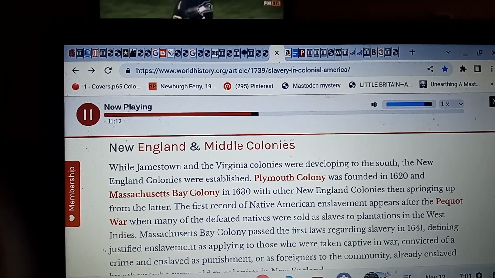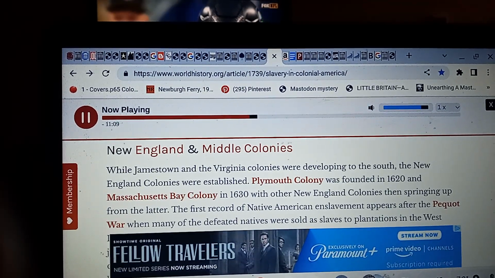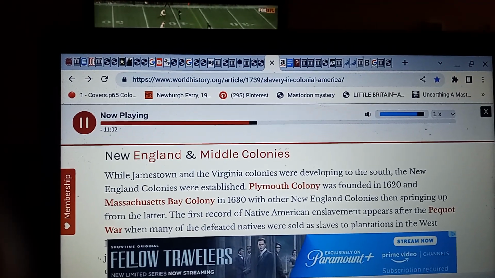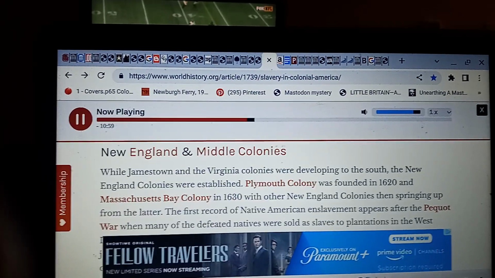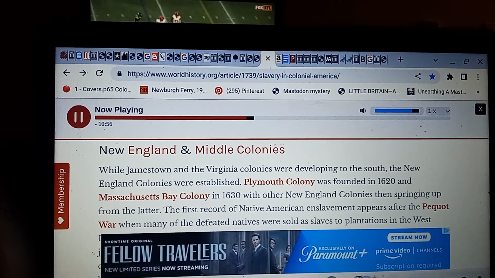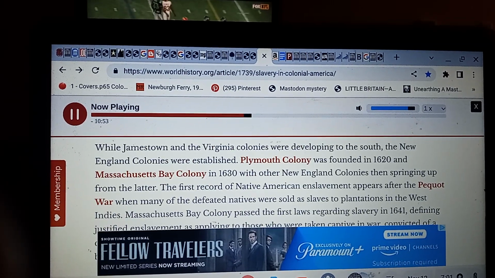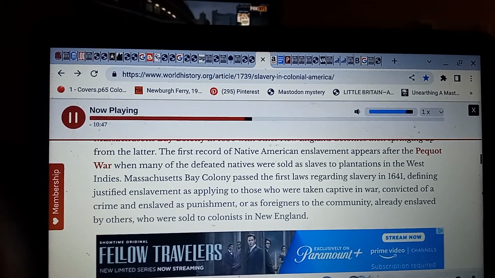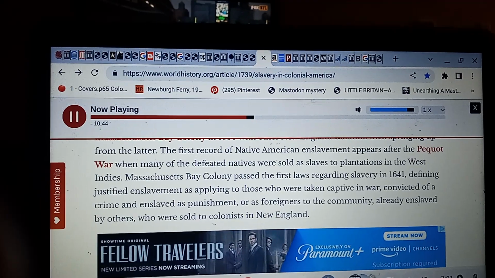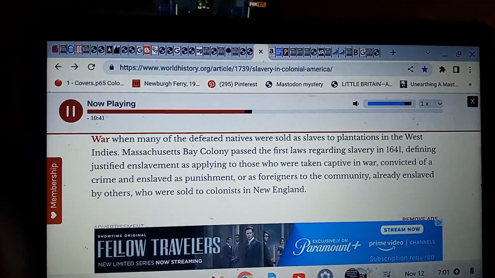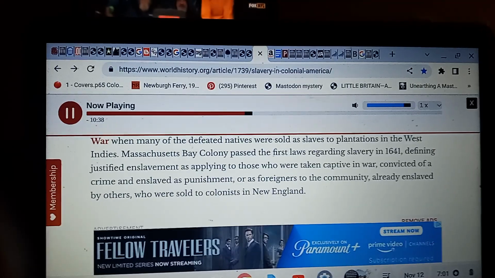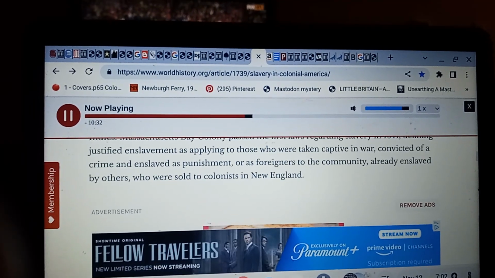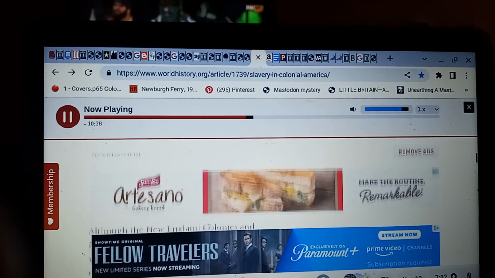While Jamestown and the Virginia colonies were developing to the south, the New England colonies were established. Plymouth Colony was founded in 1620 and Massachusetts Bay Colony in 1630, with other New England colonies then springing up from the latter. The first record of Native American enslavement appears after the Pequot War, when many of the defeated natives were sold as slaves to plantations in the West Indies. Massachusetts Bay Colony passed the first laws regarding slavery in 1641, defining justified enslavement as applying to those who were taken captive in war, convicted of a crime and enslaved as punishment, or foreigners to the community, already enslaved by others, who were sold to colonists in New England.